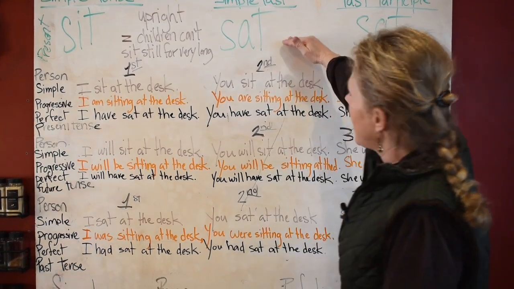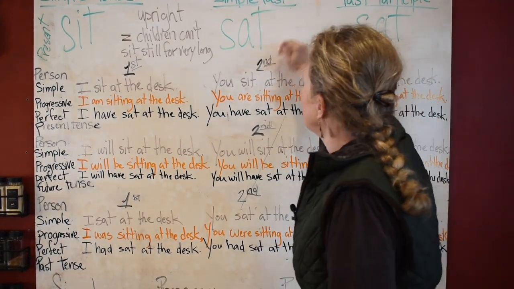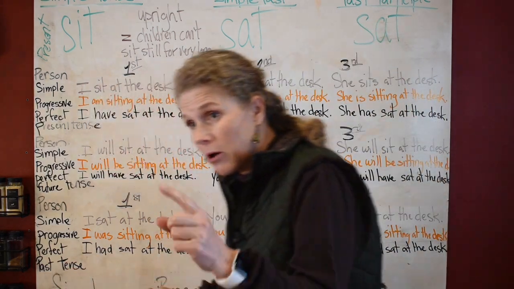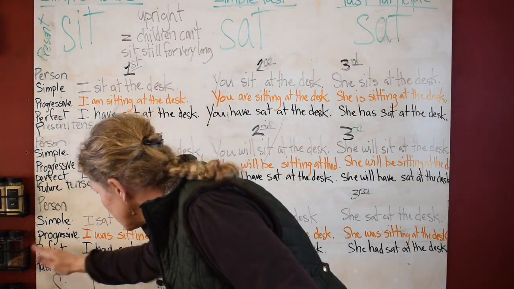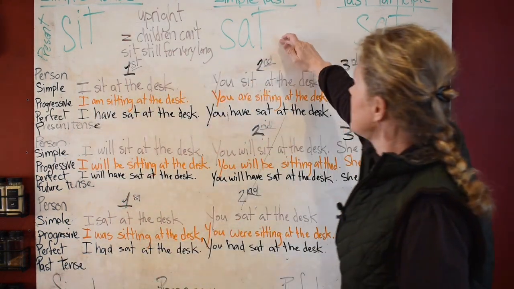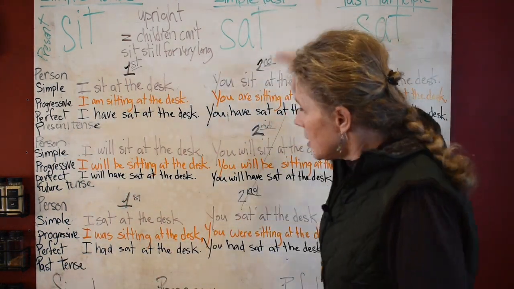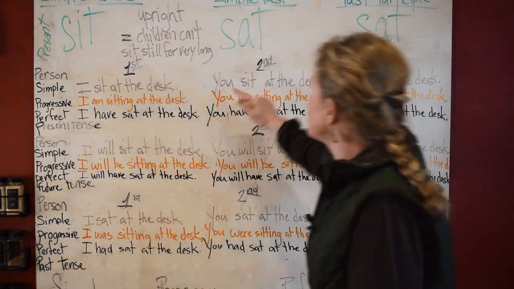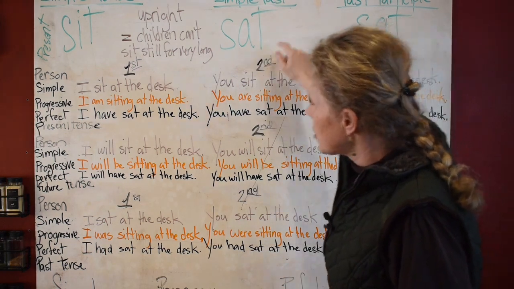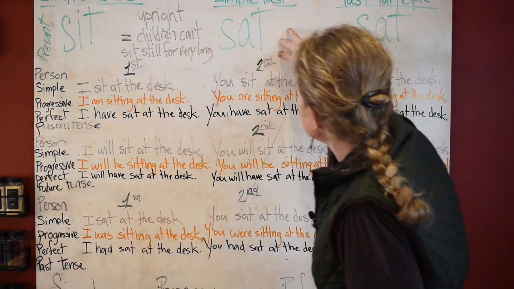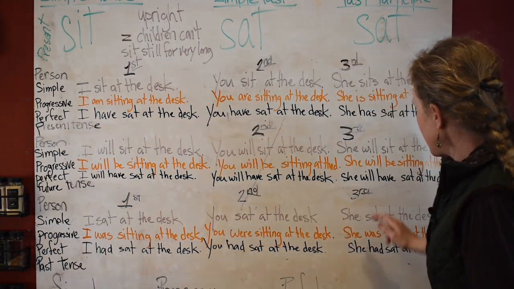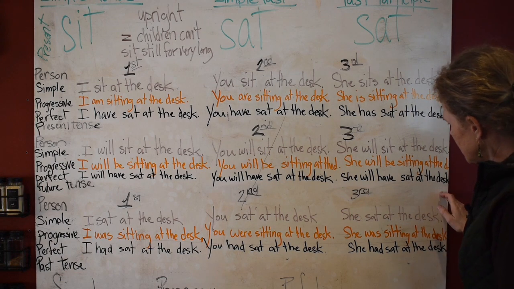Past tense. You need to be focusing on this word for it to be in the past. Do you see that? If you're talking about the past tense, that means you're focusing on this. So we have the simple, progressive, and the perfect in this past tense. Focus on this word: I sat at the desk. You sat at the desk. She sat at the desk.